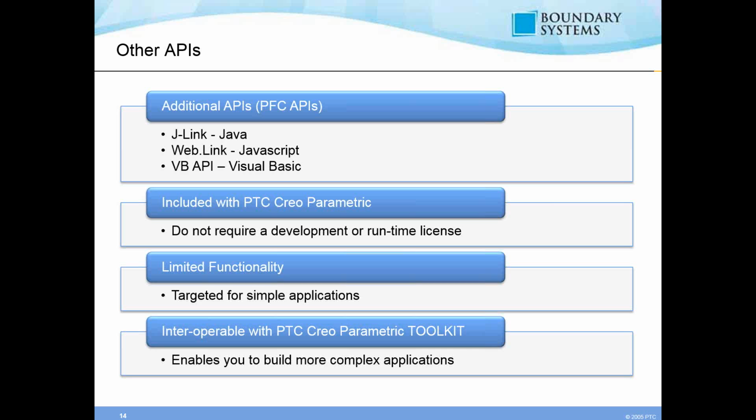Now, they were interoperable with the Toolkit API, which would allow you to build more complex applications. But in order to utilize that, you have to purchase Toolkit, and Toolkit is C. So if you want to develop in Java, you can do some of that in JLink, but to really make it an advanced application, you're going to need to start using Toolkit, and you're into another language.